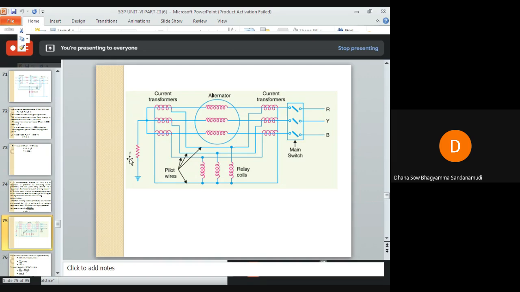You have to estimate the value of the earthing resistance, this R value. This is the earthing resistance, isn't it? So you have to estimate it if 85% of the stator winding is protected against earth faults. Assume an earth fault setting of 20%. The earth fault setting is provided in the relay, that is 20%. You have to neglect the impedance of the alternator winding. Okay, so this is the given problem.